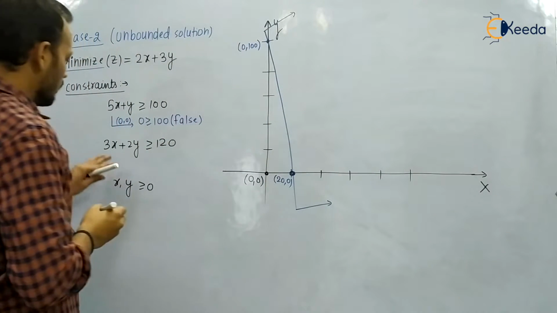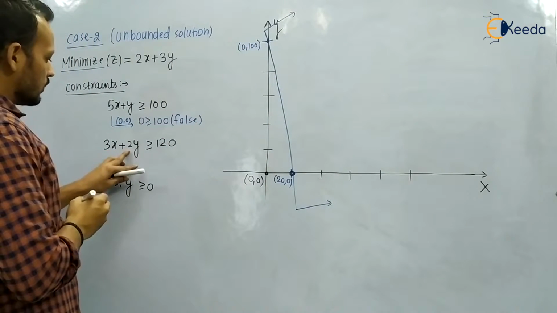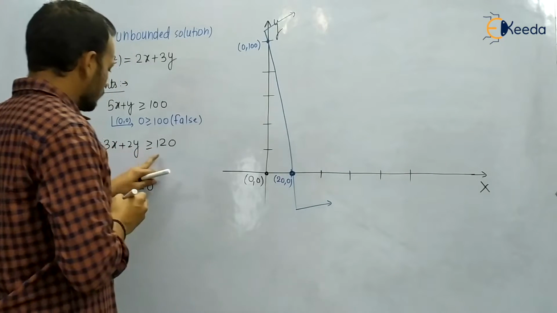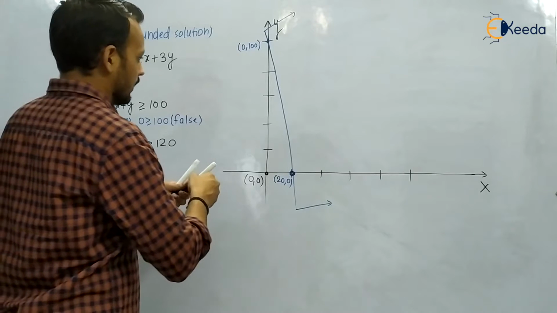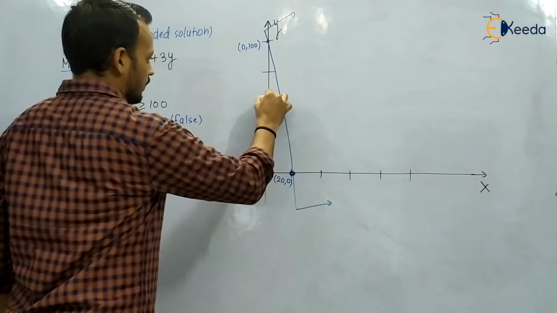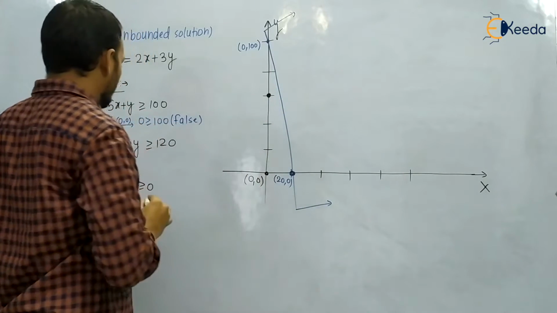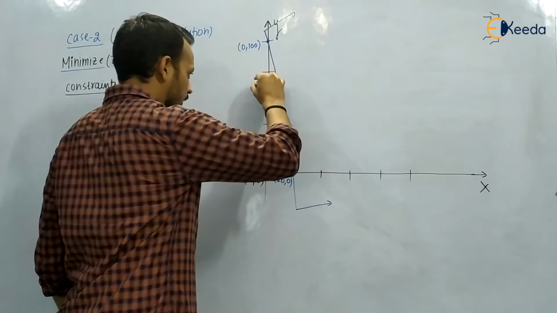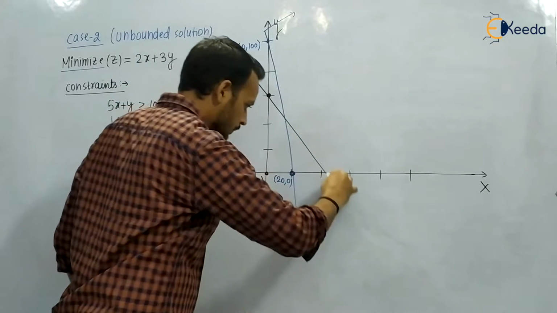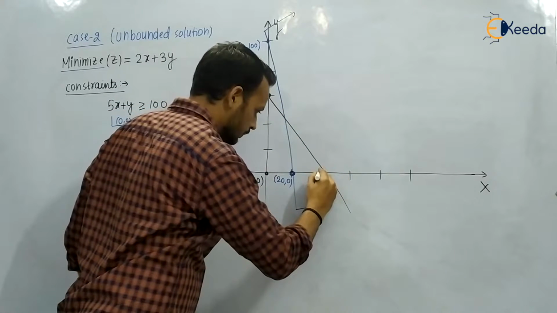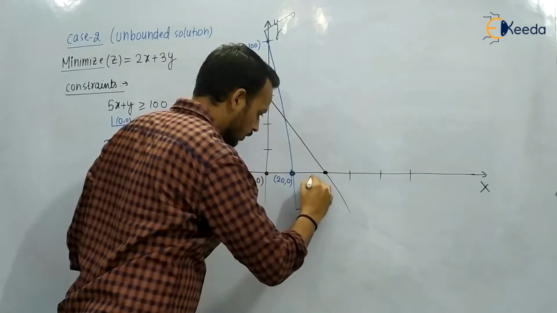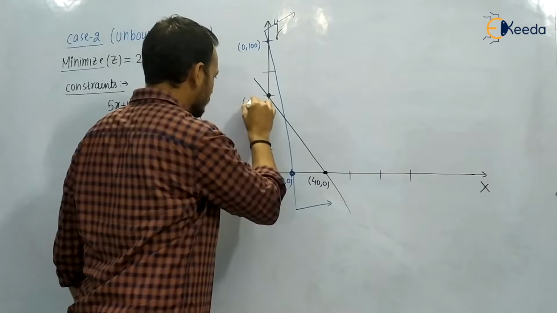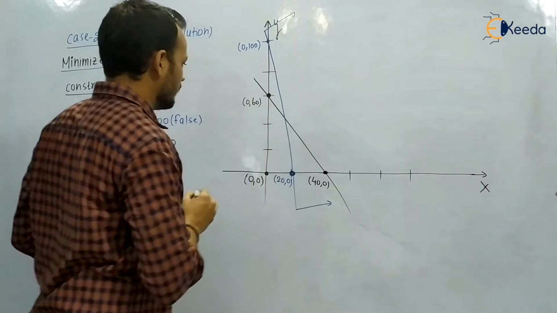Now our second constraint: when x is 0 then y is going to be 60, since 2y equals 120. So y is 60, it is somewhere here. And when y is 0 then x is going to be 40. So the graph is like this. This is 40, 0, and this is 0, 60.